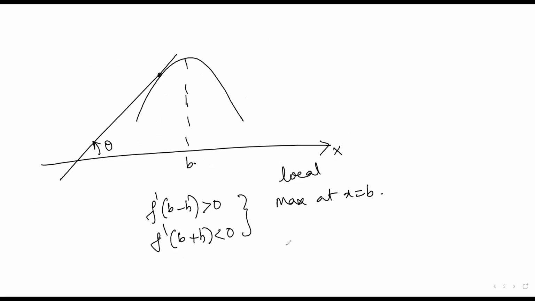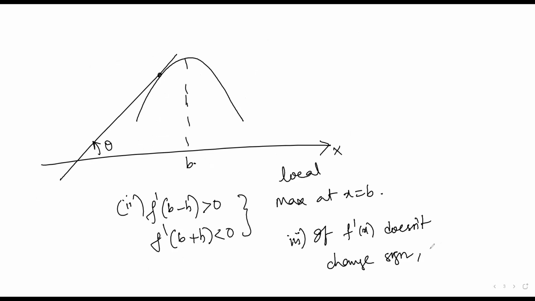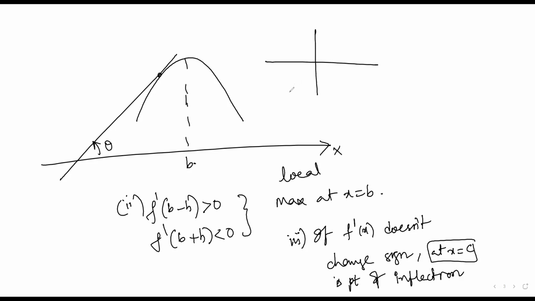What if it doesn't change sign? If f dash of x doesn't change its sign, then we say at x equal to c it is a point of inflection. How is it? It is always like this. Point of inflection is like this.